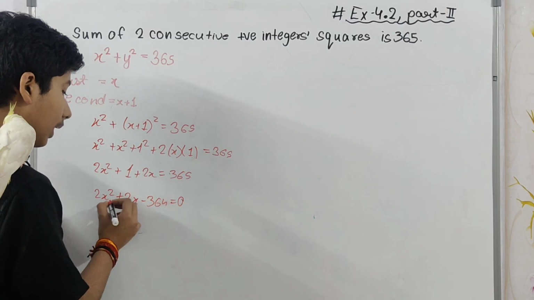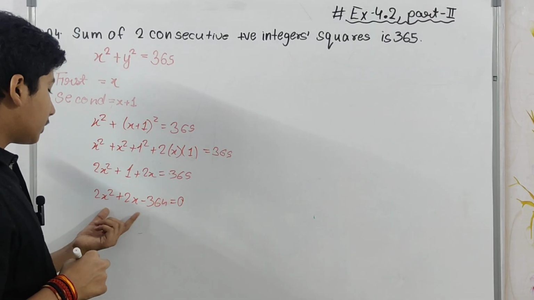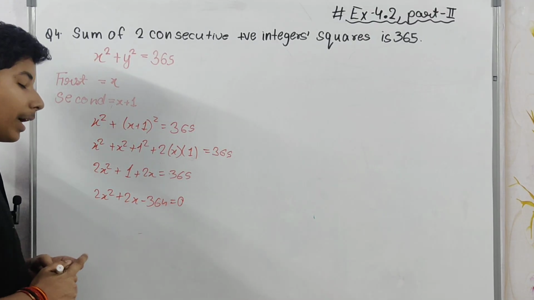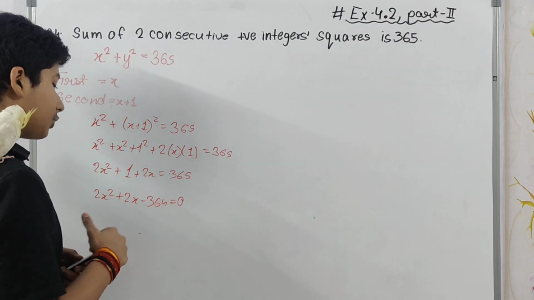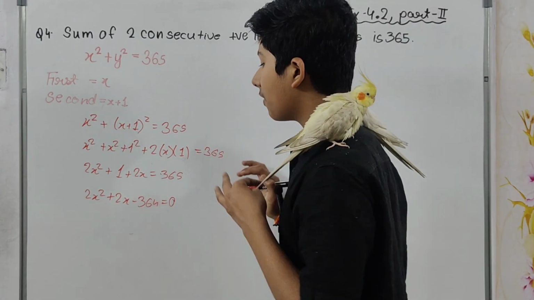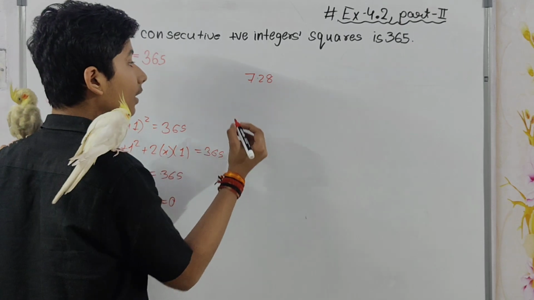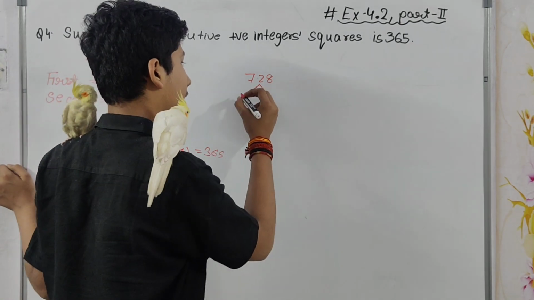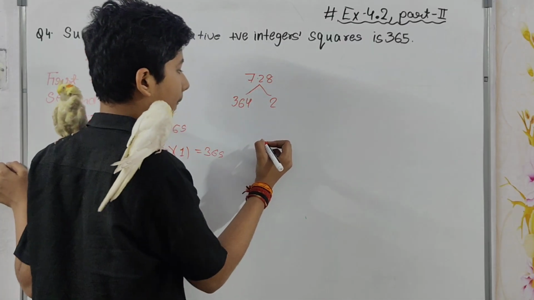So now here, when we multiply them, we have to find two numbers which when multiplied become 336 times 728 x square, and when added become 2x. Okay, so to find the numbers we can just write 728 and find out its factors. So 728 can be written as 364 into 2.